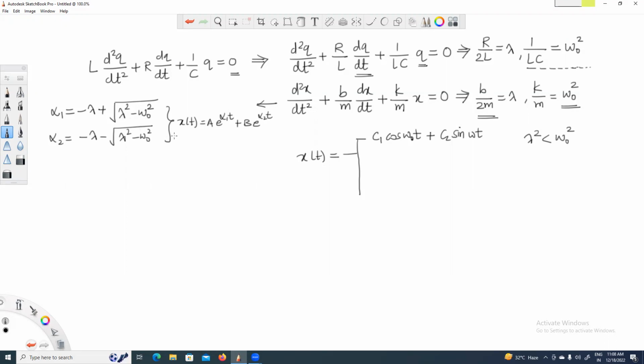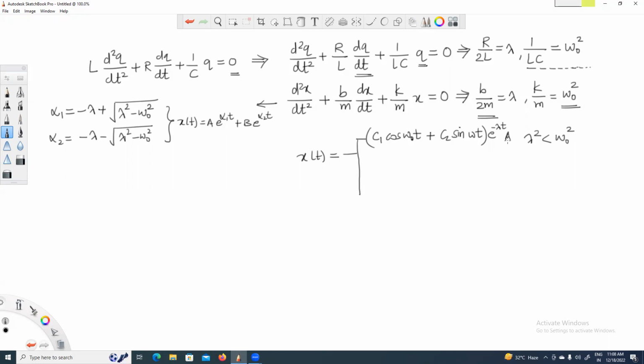The first one is underdamped, in which case lambda square is very less than omega naught square. So in that, this square term will become negative, so it will go into complex, and this will be an oscillating term, multiplied by a certain term which is exponentially decaying with respect to time, and multiplied by another constant.